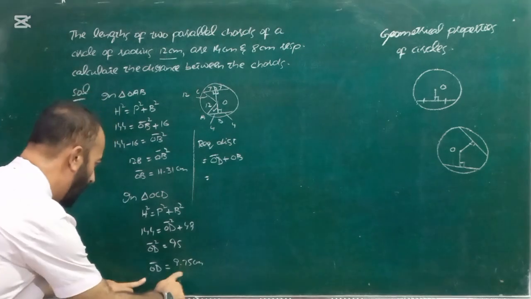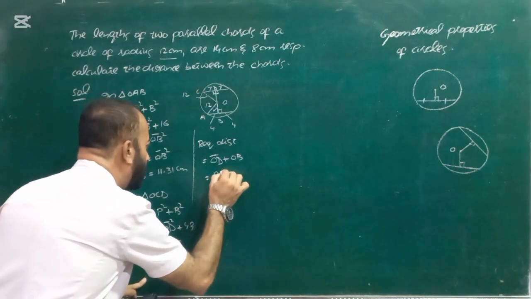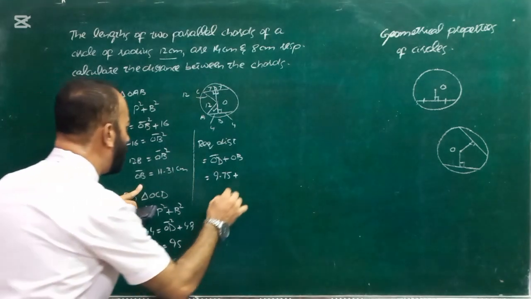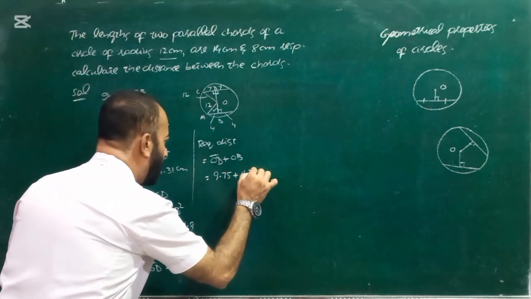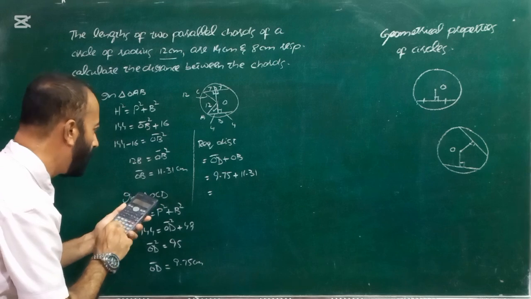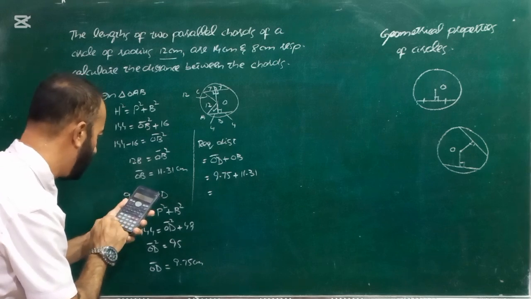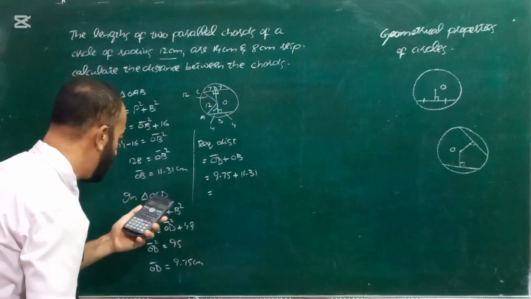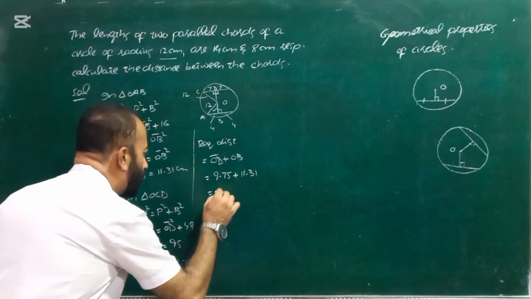OD is 9.75 and OB is 11.31. So adding them, it is 21.06.